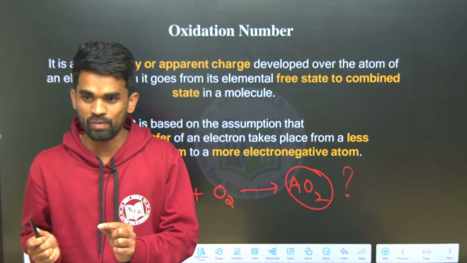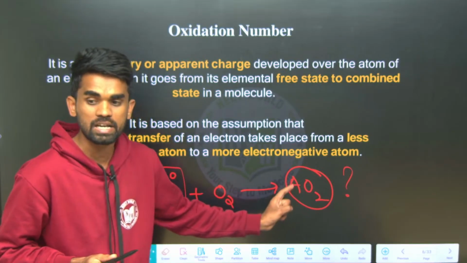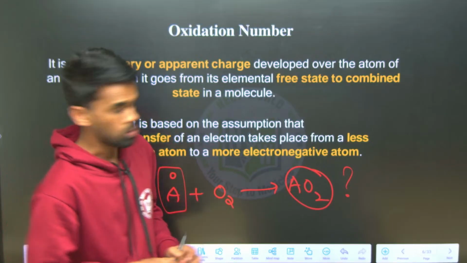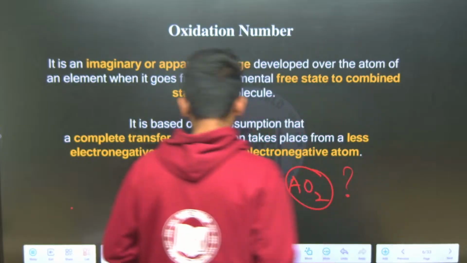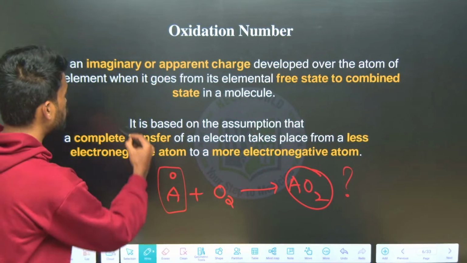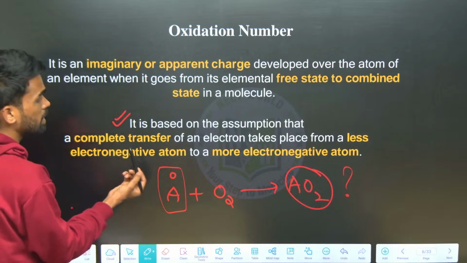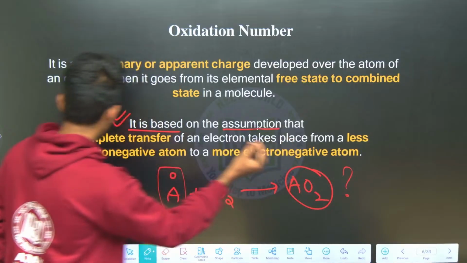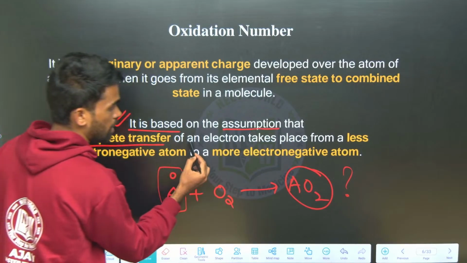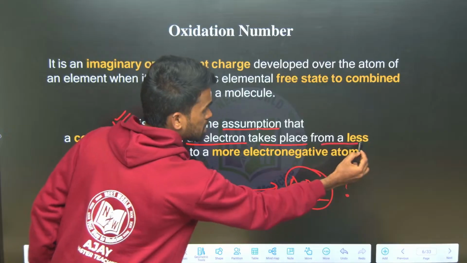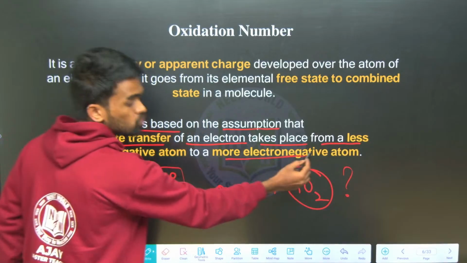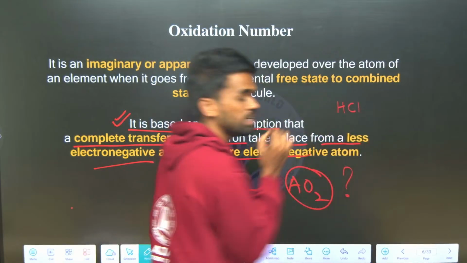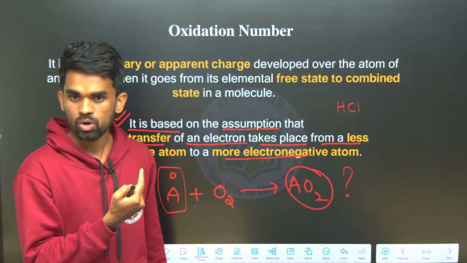Now in its compounds, how can we calculate its oxidation state? There are some rules to be followed in order to calculate the oxidation state of an element in its compounds. We will look into those rules now. When calculating oxidation state, we need to follow this statement: the calculation of oxidation state is based on the assumption that a complete transfer of electron takes place from a less electronegative atom to a more electronegative atom. For example, I have HCl. In this, which is more electronegative? Chlorine, right.